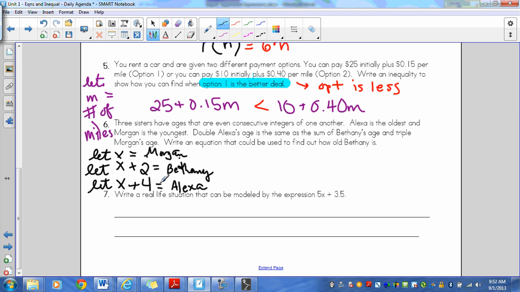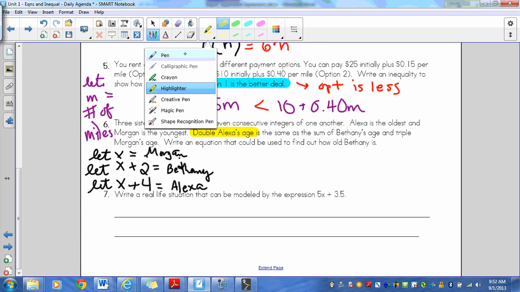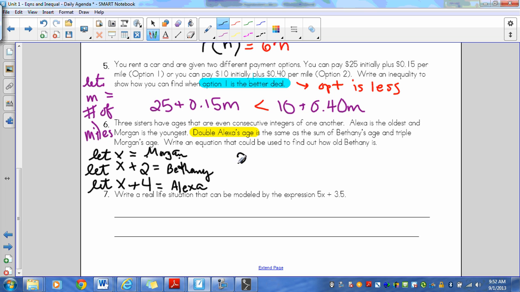Here's how we're going to write the equation. We're going to write it exactly as we see it. I'm going to highlight it as I go. Double Alexa's age. 2 times x plus 4. And I put it in parentheses because it's double her whole age, not just the x part of it, the quantity x plus 4. Is the same as. That is an equal sign.